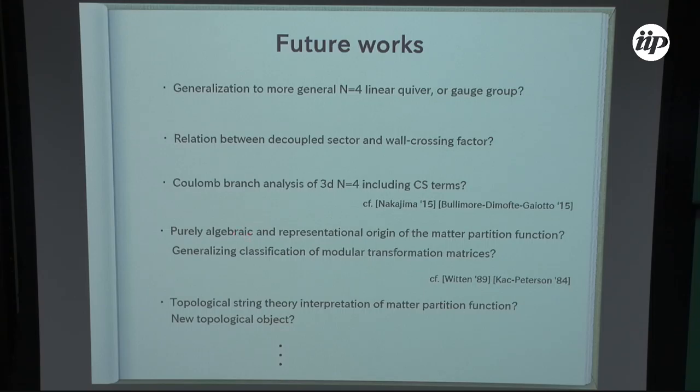And the three-sphere partition function has some very suggestive form, like some factorized form. So maybe some pure algebraic origin of this matter part, this one by some cosine factor. And maybe generalization to some modular transformation matrices, or some interpretation of topological string theory of this system, like ABJM. ABJM has some interpretation of the topological string on the local P1 cross P1 or something. So this system, very simple, also may have some such interpretation, or some new matter part may correspond to some topological objects, maybe. Okay. So anyway, let me stop here.